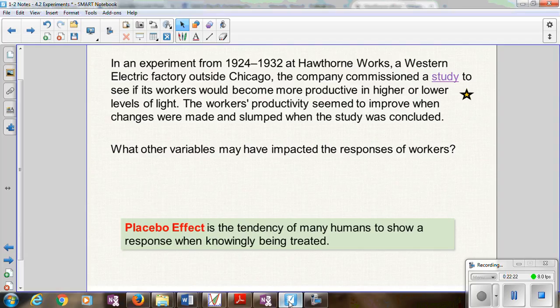We call it the placebo effect, and again, it's the tendency of humans to show a response when they know they're being treated. And if you think about this electric factory outside of Chicago, if you think about the other variables that may have impacted the workers' responses, certainly if they've got a bunch of researchers taking notes on their productivity, that may have changed their productivity as well.